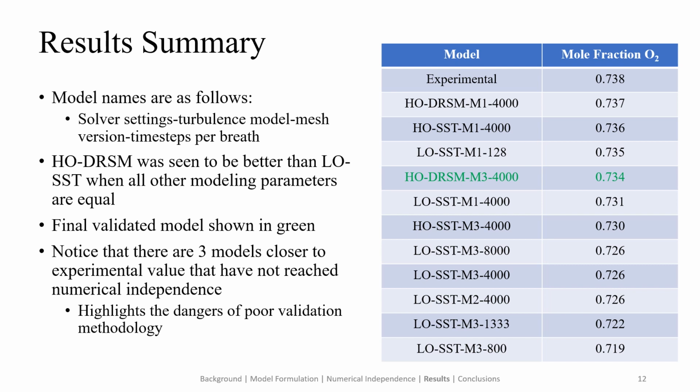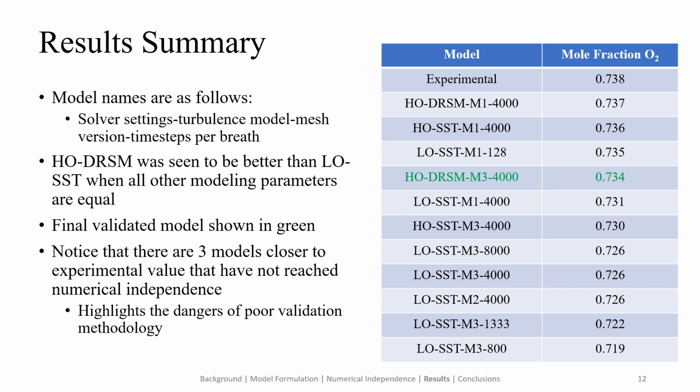Notice that there are 3 models in between the final validated model and the experimental model in terms of accuracy. These models all are far from numerically independent, with all of them using Mesh 1, one of them using lower order SST settings, and that same one also using only 128 time steps per breath. This was the first model run in the study. This highlights the dangers of poor validation methodology.